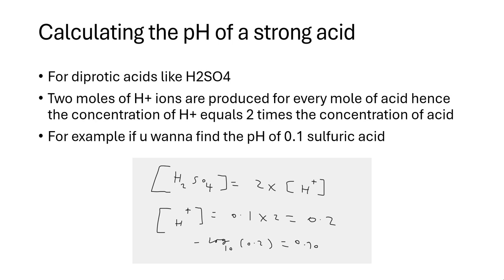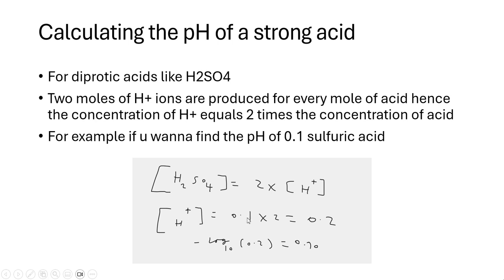So if I want to get the concentration of H+ to find the pH, you need to times the concentration of acid by 2. So for example, if I want to find the pH of 0.1 concentration sulfuric acid, I can say that concentration of H2SO4 is equal to 2 times concentration of H+. So therefore, I don't mean it's equal like that. I mean as in I need to times it by 2. That's what I meant in it.